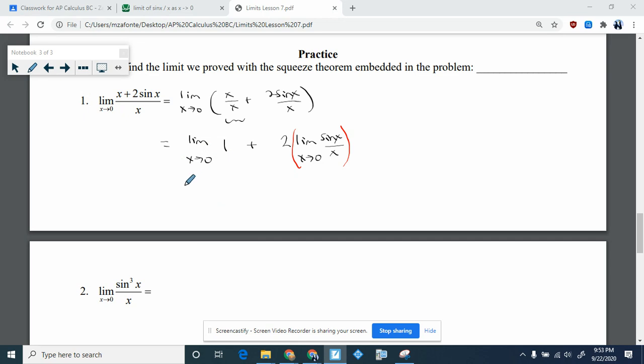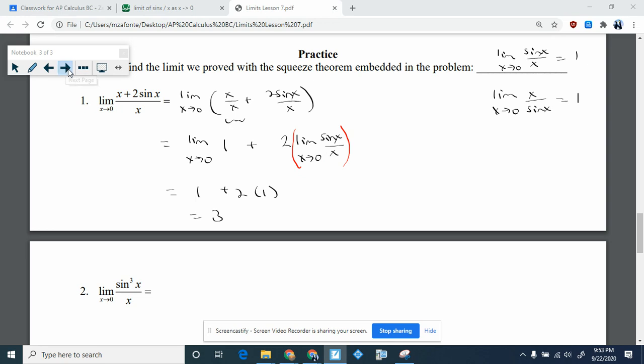So I'm going to get the limit of 1 as x goes to 0. That's just 1. Plus 2 times this is just 1. So you end up getting 3 here. All right. Again, the key is to see the limit of sine x over x as x goes to 0, to see that somewhere in the problem. In fact, you might also see this guy, which we talked about a little while ago, which is also equal to 1. See that somewhere in the problem.